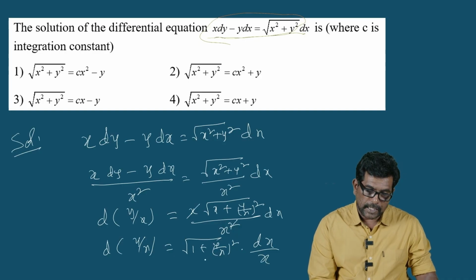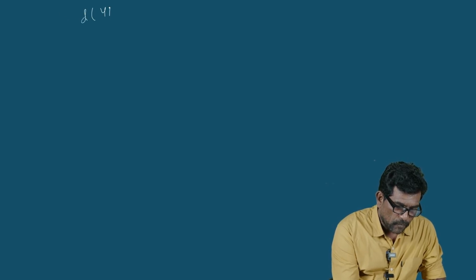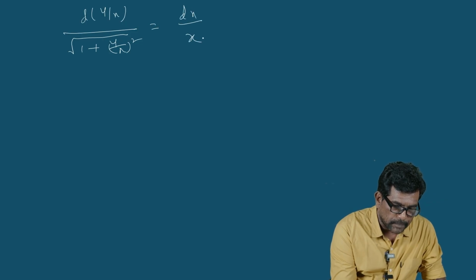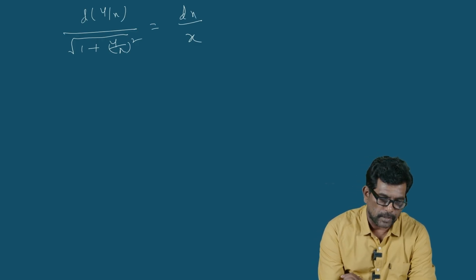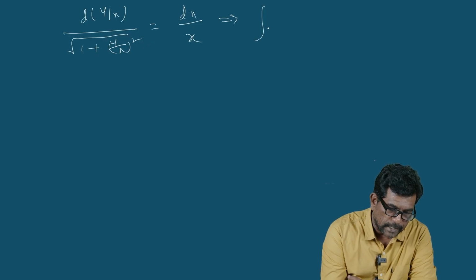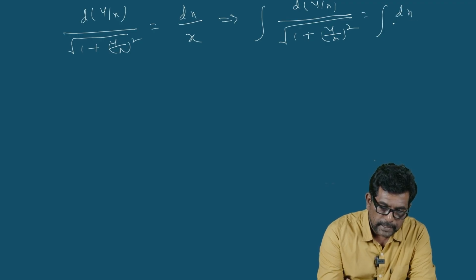So the next term, that is square root of (1 + (y/x)^2), we are taking into the left hand side. When we take that into the left hand side, it becomes d(y/x) upon square root of (1 + (y/x)^2) is equal to dx/x. Now it is very clear the LHS and RHS both are integrable. Now I am applying the integration on both sides, that is integral of d(y/x) upon square root of (1 + (y/x)^2) is equal to integral of dx/x.